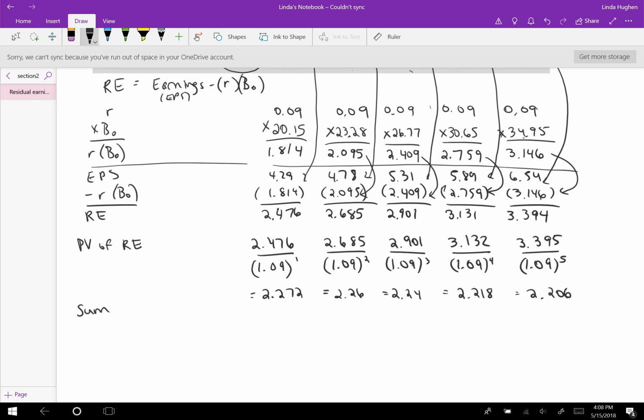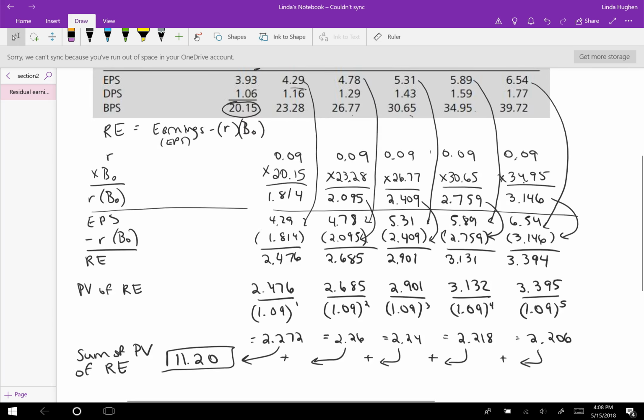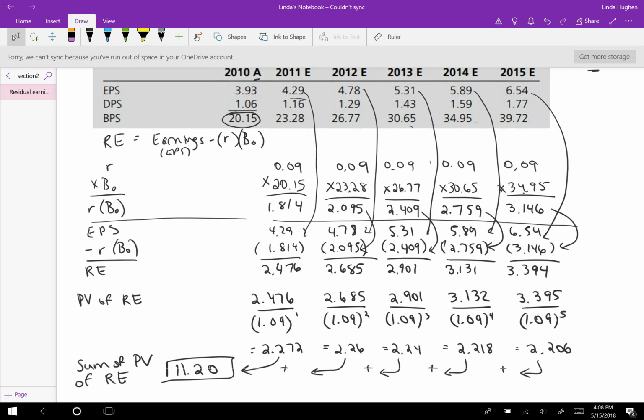The sum of the present value, oh, I'm sorry, these are not cash flows, these are residual earnings per share. I need to add these all up to get this sum. So I'm going to add this, plus this, plus this. And this will work out to be $11.20. So remember, I'm trying to find the value of the firm using residual earnings.